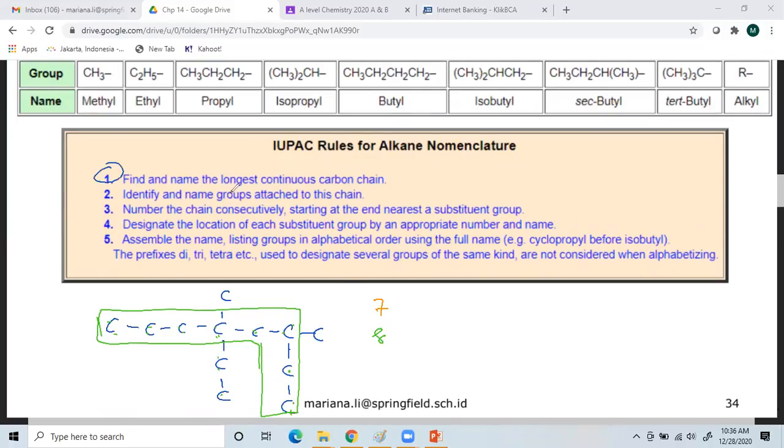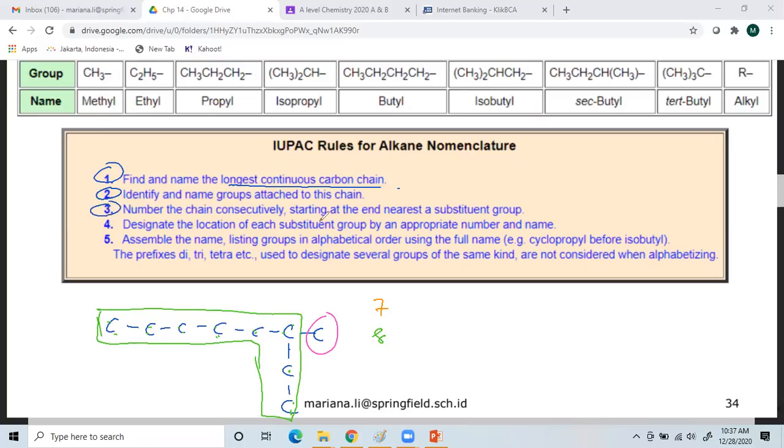So first, please identify the longest continuous carbon chain. This is very important. After you are able to identify it, go to the second step: identify and name groups attached to this chain. We have several groups here. We use the pink color. We have this, this, and this, right? That's number two. Since I will use a simpler one, I will erase this first. So I have only one branch. Once again, this is the longest chain. This is the branch.